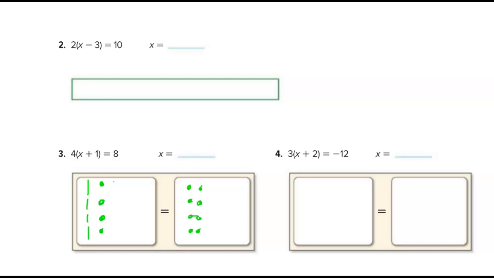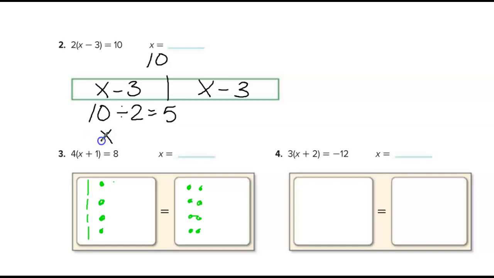So in number 2 on the problem you did yesterday, you had this whole bar diagram equal to 10, and you split it up into 2 groups. Each group was x minus 3. And to solve it, you took 10 and divided it into 2 equal groups to get 5. So then you knew that x minus 3 equals 5, so you had to figure out what minus 3 gives you 5, and that is 8. 8 minus 3 gives you 5, therefore x equals 8.